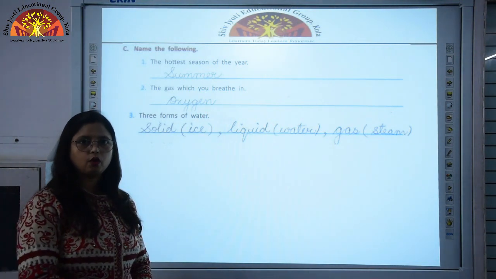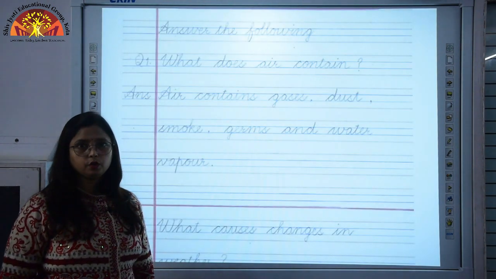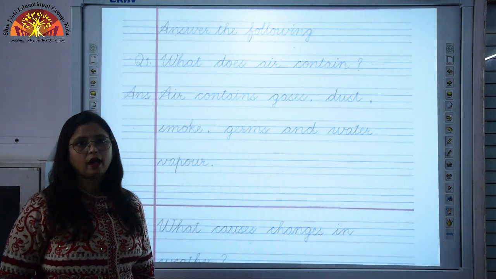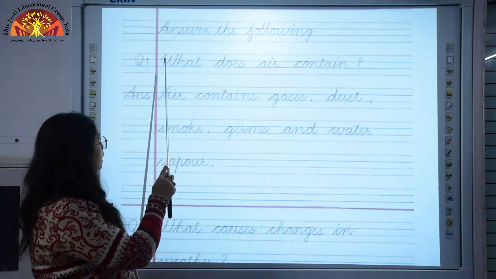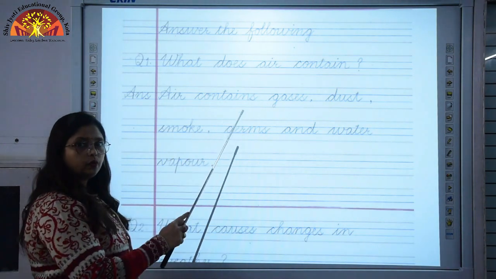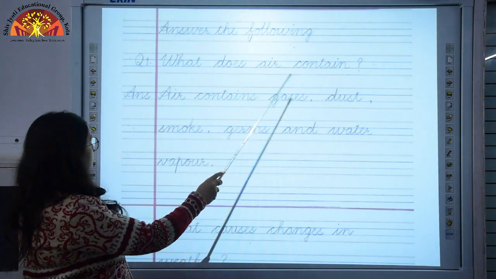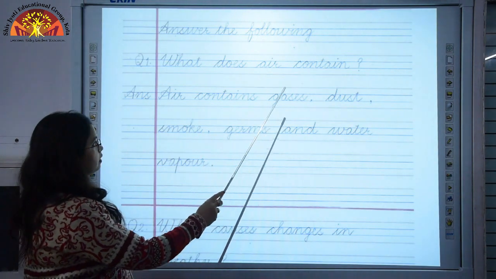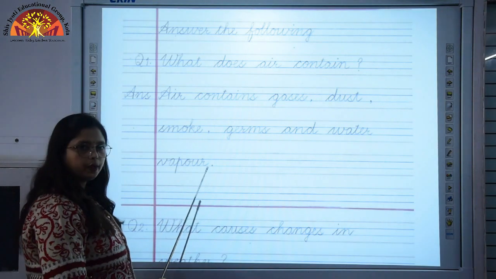Now let's move to your copy work. So children, you have to do this copy work in your school notebooks. We have already done one define in your notebook. So you have to continue this work below that define only. Put the heading answer the following. Then we will start. So question number 1 is what does air contain? Answer to this question is air contains gases, dust, smoke, germs and water vapor.